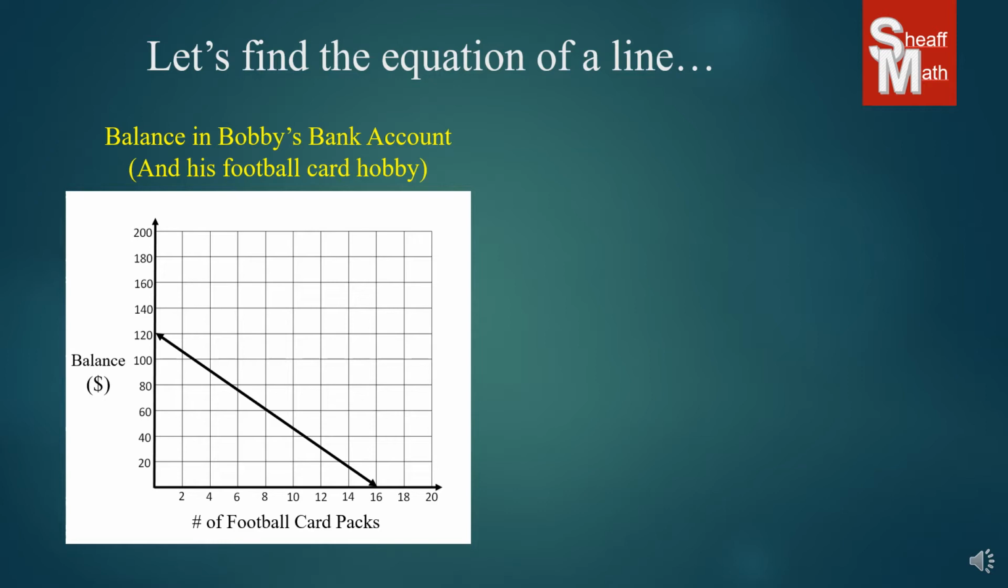So we have this graph here. It says balance in Bobby's bank account and his football card hobby. And so it looks like the y-axis talks about the balance. That's how much money he has in his account. And the x-axis looks like it is the number of football card packs that he probably buys. So what we're going to do is we're going to write the equation.